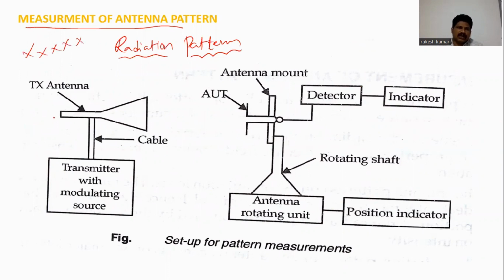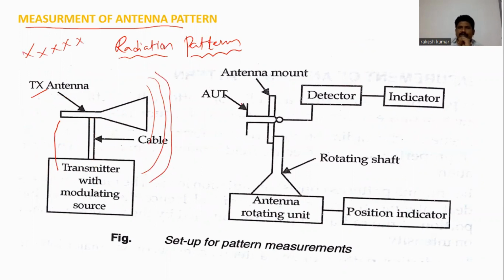Here the transmitting antenna is this. This is my transmitter, and this is my transmitting antenna. By using different modulation techniques, a high frequency signal is transmitted and given to this antenna. The antenna will radiate that signal in this direction.